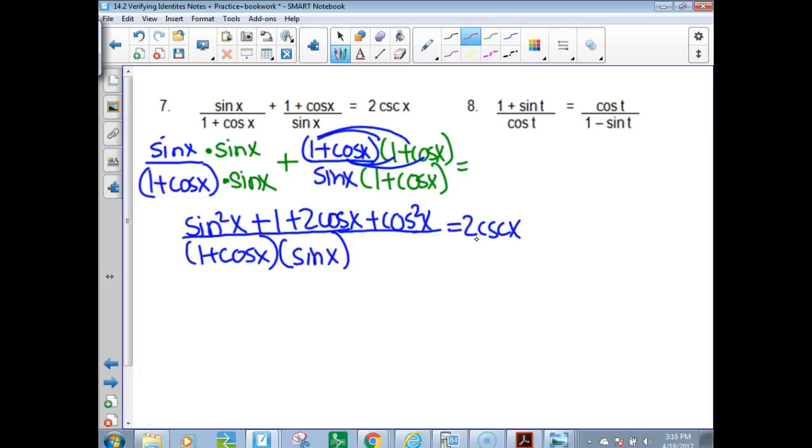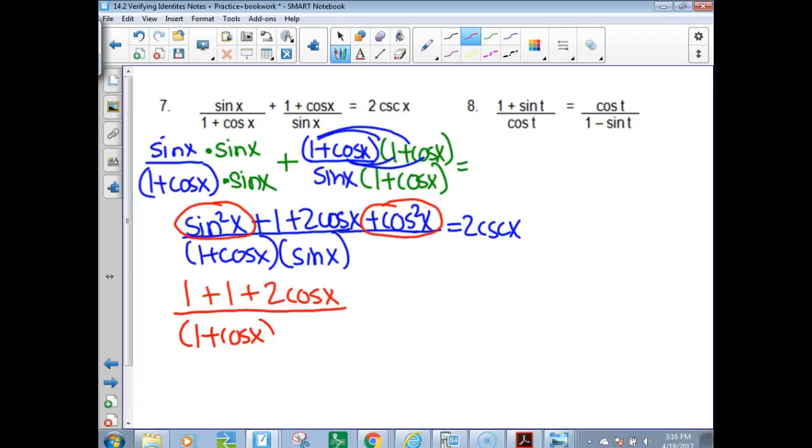Little reminder where I'm headed towards is 2 cosecant x. And geez, that looks awful big to be getting to that. All right, anybody see anything in my numerator? Okay, I heard you guys. Sine squared plus cosine squared is 1. So I've got 1 plus 1 plus 2 cosine x. And on the bottom, I just have 1 plus cosine x times sine x.